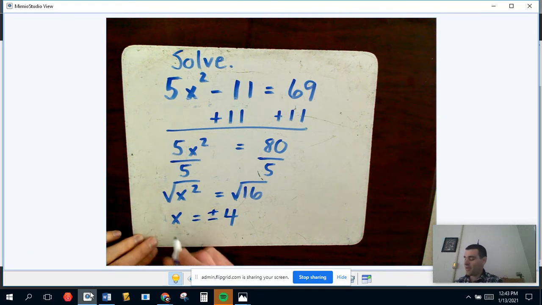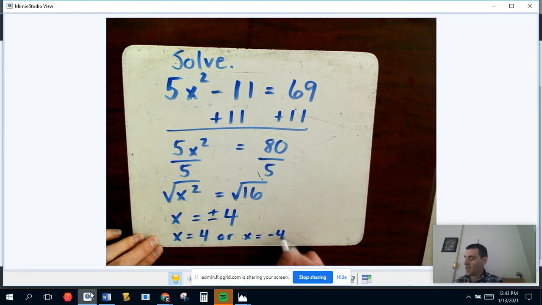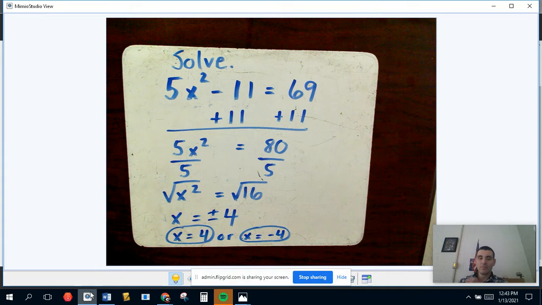Now to clarify, that means that we have two solutions. X is 4 or x is negative 4. And that's what this plus or minus means. It just is an efficient way of writing 4 and negative 4 at the same time.